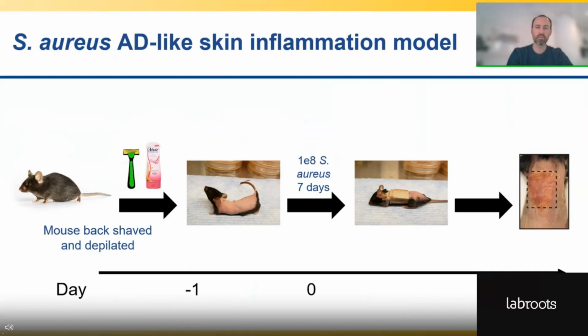To do this, we've used an established skin inflammation model where mice are shaved and nared, Staph aureus is applied to the skin, wrapped in bandages, for 7 days. After 7 days, the bandages are removed, and we see an area of skin inflammation that mimics AD in human patients.